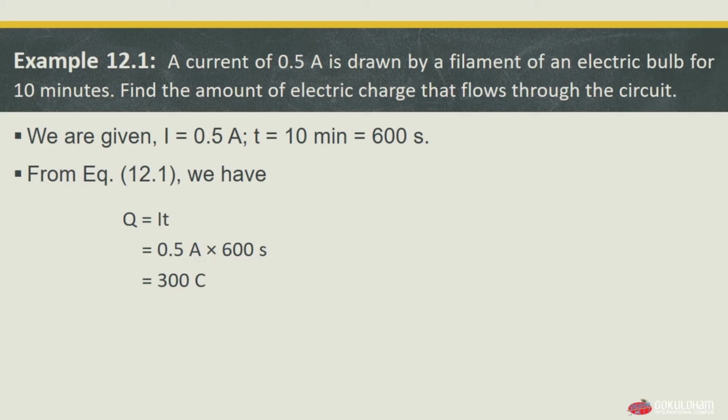So Q is equal to I multiplied by T, which is equal to 0.5 ampere multiplied by 600 seconds. And this will give us the answer as 300 coulomb. So the value of our electric charge that flows through this circuit is 300 coulomb. So this is our solution for example 12.1.